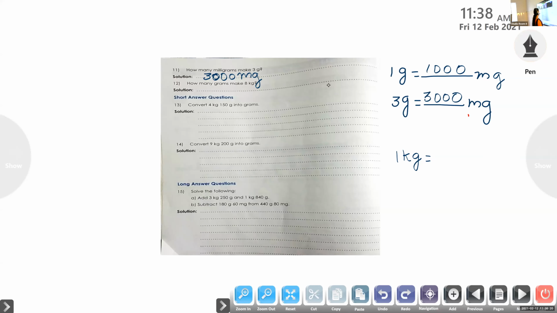So, here the question is, how many grams make 8 kilogram? That means 8 kilogram is equal to how many grams? 1 kilogram, 1000 grams. So 8 kilogram, how many grams? 800 or 8000? 8000. Okay, 8 into 1000, it is 8000. Along with 8, 3 zeros on the right side. So 8 kilogram is equal to 8000 gram. Okay, have you understood now?